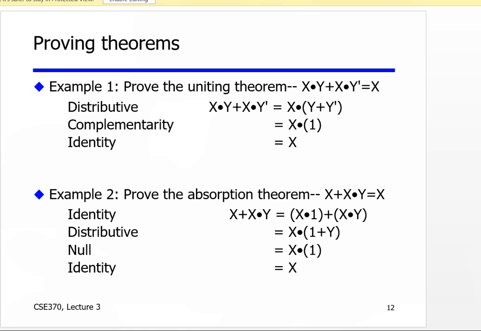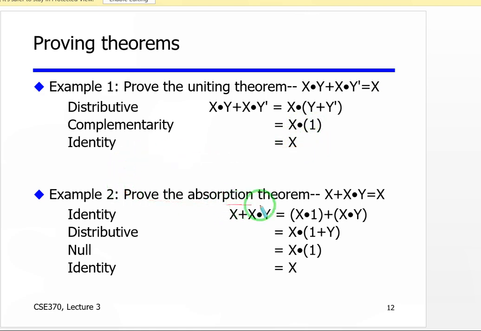Proving a theorem. Example 1: prove the uniting theorem x dot y plus x dot y complement is equal to x. So distributive, complementary, and identity. What does it mean? What is common between the two? x is common, move it out. Then y plus y complement. When y plus y complement, this will always be equal to 1. Then x dot 1 is x. So this is the proof.